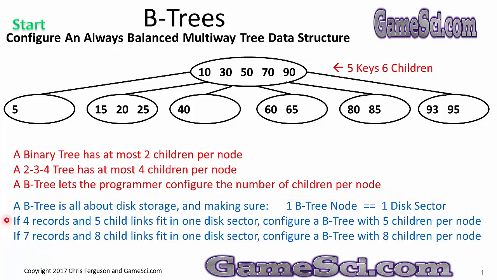If 4 records and 5 child links fit in one disk sector, configure a B tree with 5 children per node. If 7 records and 8 child links fit in one disk sector, configure a B tree with 8 children per node. B trees are configurable. You can set the number of items and keys in a node to match your disk sector size.